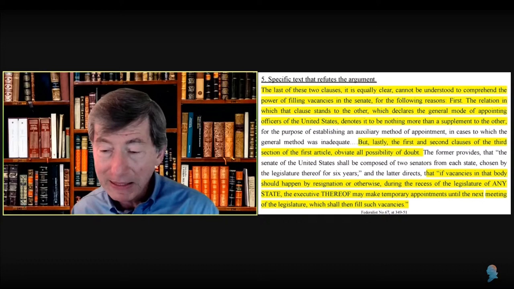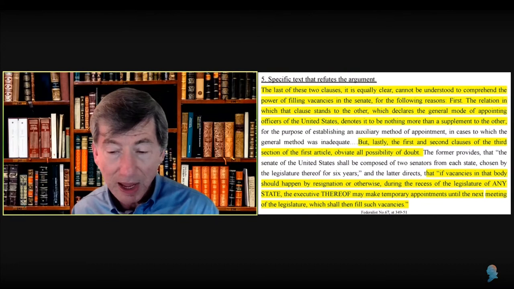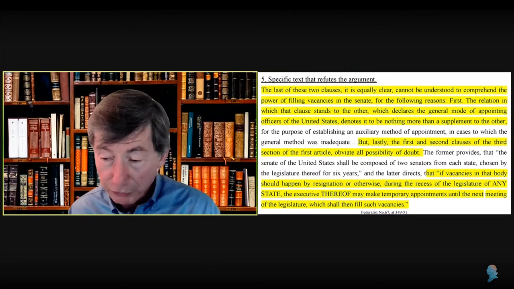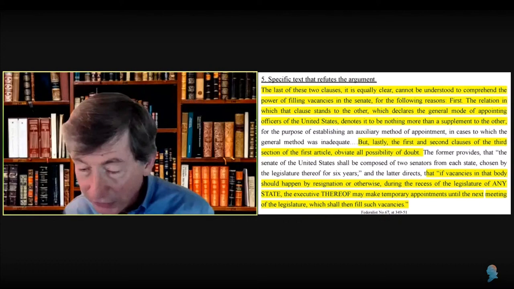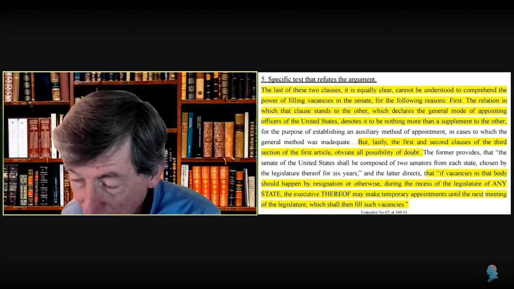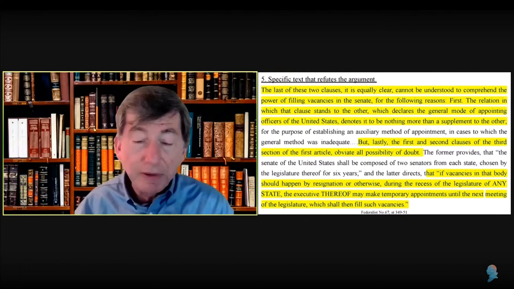But lastly, the first and the second clause of the third section of the first article obviate all possibility of doubt. And he goes down to the quote that I referred to already. If vacancies in that body should happen by resignation or otherwise during the recess of legislatures of any state, the executive therefore may make temporary appointments until the next meeting of the legislature, which shall fill such vacancies. They're arguing that the recess appointment clause also gave it.